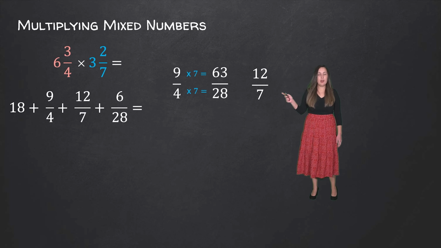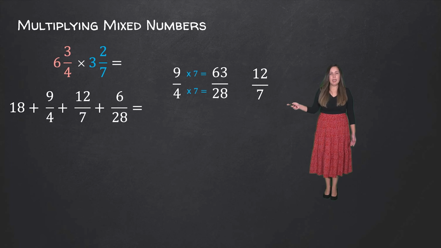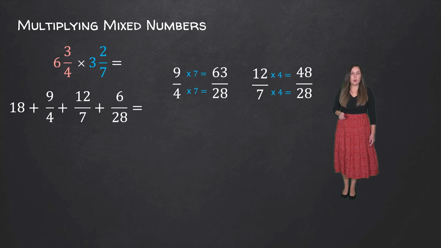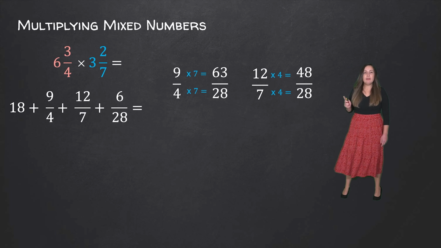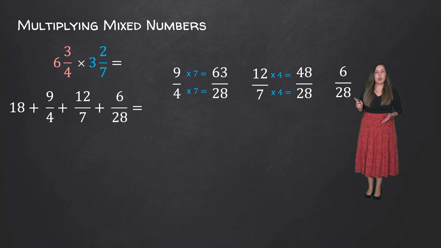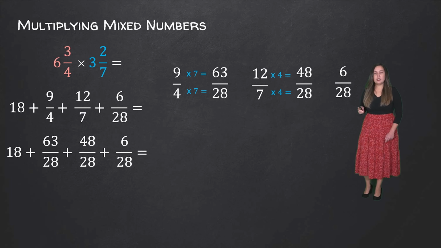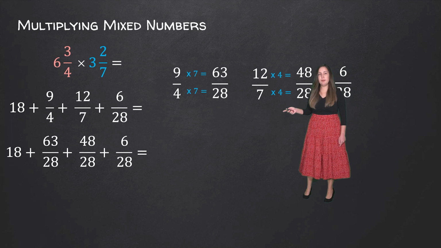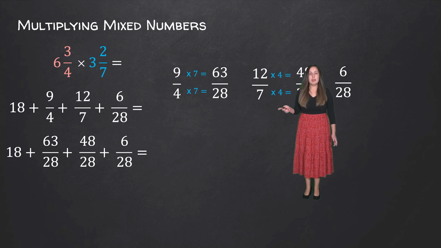Then we're going to multiply 12/7. In order to get a denominator of 28, we have to multiply this by 4. Whatever we do to the denominator, we must do to the numerator. So 12 times 4 is equal to 48, and 7 times 4 is equal to 28. Finally, we have 6/28, which already has a denominator of 28, so we're going to leave that alone. We're going to replace the fractions above with these equivalent fractions, which have the same denominator.